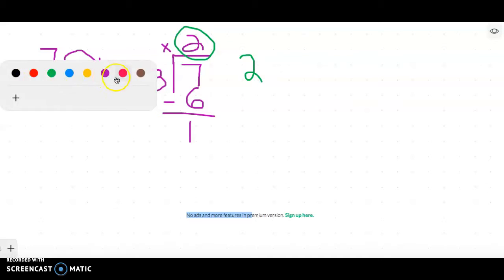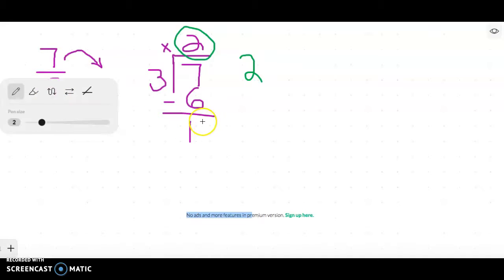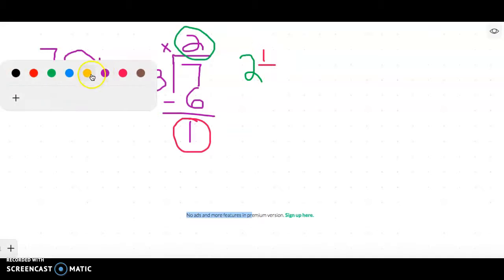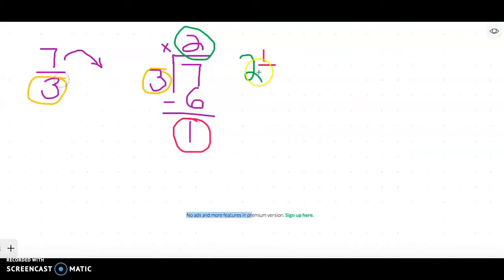Oh, I shouldn't use purple. I already used purple. And then my bottom number is my numerator. I have 2 and 1. And then we're using thirds. My answer is 2 and 1/3.